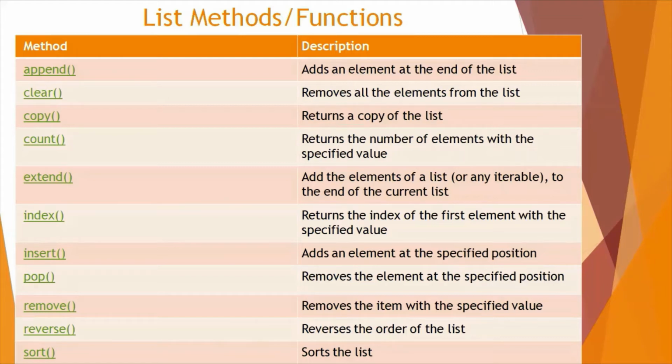Pop removes the element at the specified position. If not given, obviously it will remove the last element. Remove removes the item with the specified value. Reverse reverses the order of the list, and sort sorts the list.